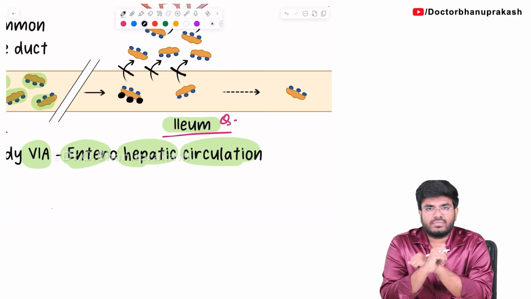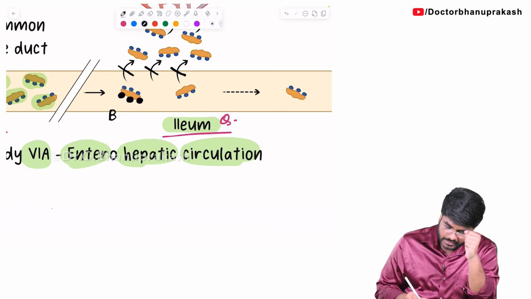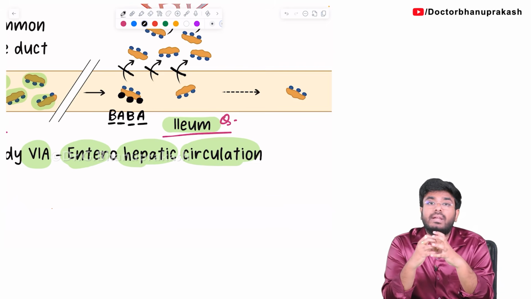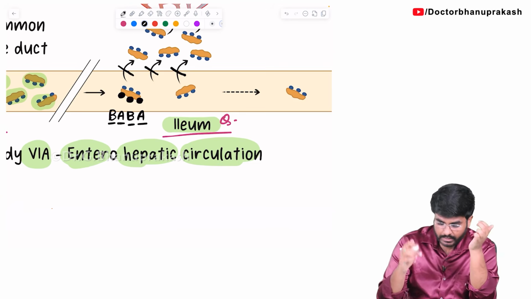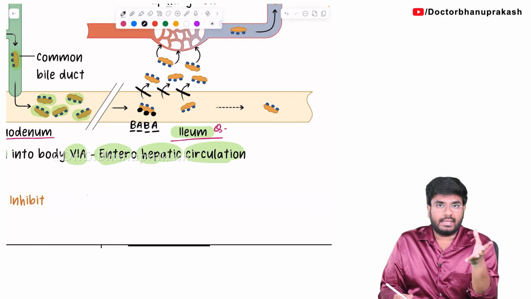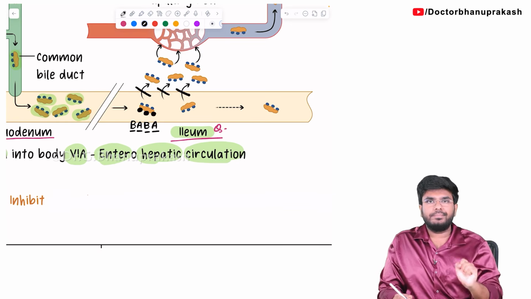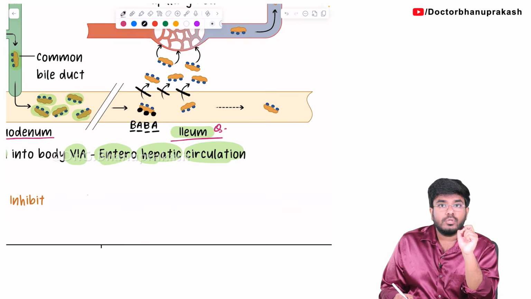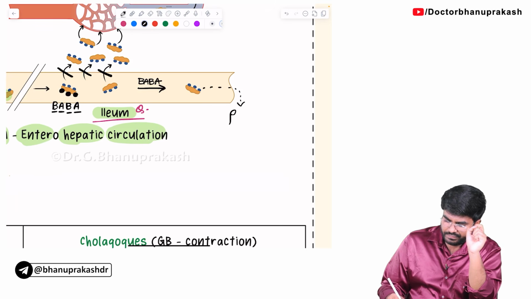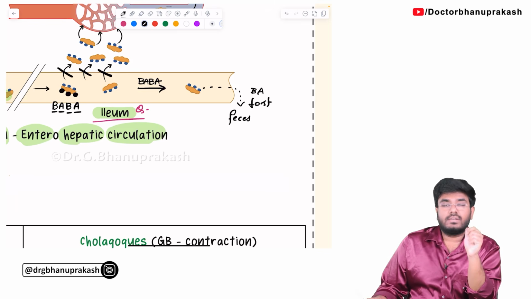So, what are these drugs called? These drugs are called BABA drugs, that is bile acid binding agents. These drugs will go and bind with the bile acids. They are inhibiting the enterohepatic reuptake of the bile acid. So tell me, are the bile acids reabsorbed? No. Where are these bile acids going? In the presence of BABA drugs, the bile acids are going into the feces. The bile acids are lost in feces, gone.